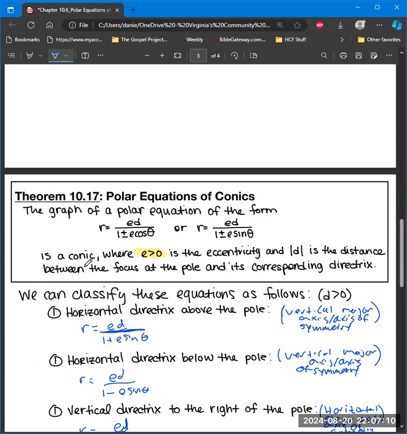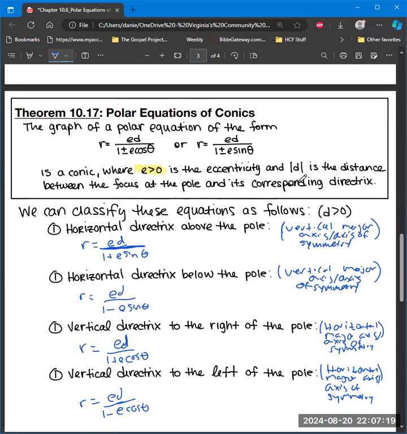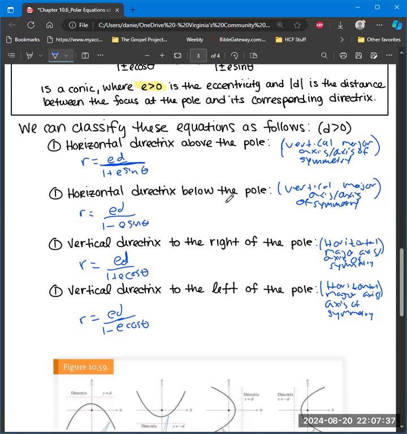And d, the absolute value of d, is the distance between the focus at the pole and its corresponding directrix. So again, when we write these polar equations, we're going to fix that point F at the pole. Then we use the distance between F and the directrix. They might give us another point, but we don't need that for this. We just need the eccentricity given to us. If we needed to define the eccentricity, we would need that other point to get that ratio.